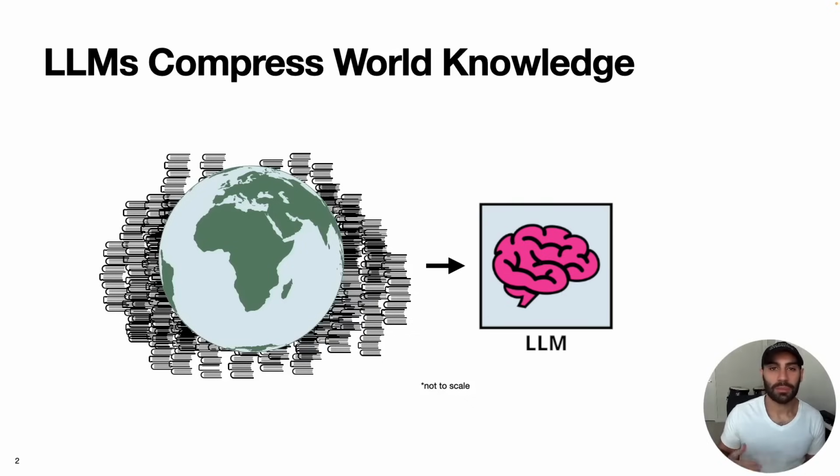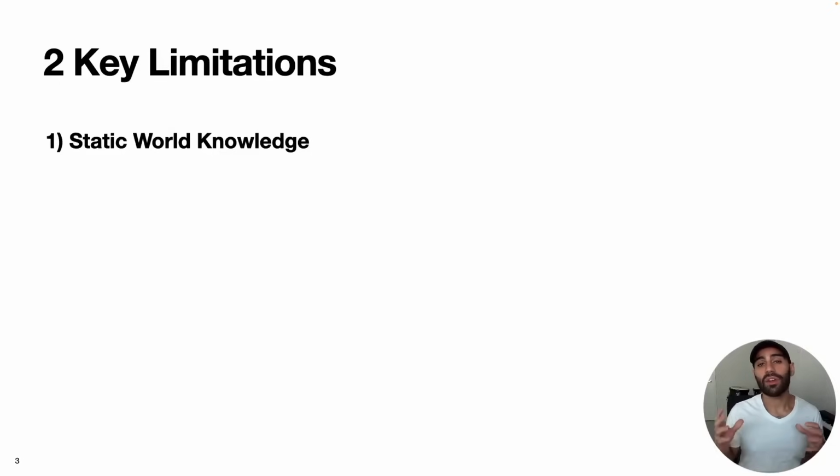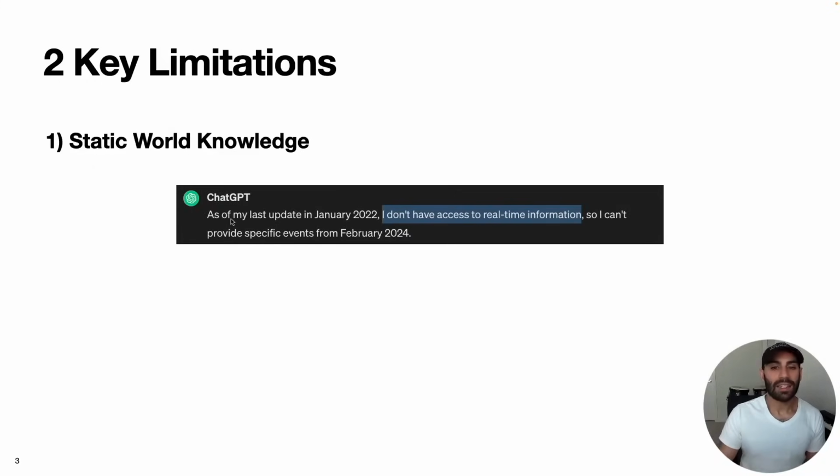While this has led to some of the biggest AI innovations the world has ever seen, there are two key limitations for compressing knowledge in this way. So the first limitation is that the knowledge that is compressed in a large language model is static, which means that it doesn't get updated as new events happen and new information becomes available. And for anyone that's used ChatGPT and tried to ask it a question about current events, probably have seen a message like this. As of my last update in January 2022, I don't have access to real-time information, so I can't provide specific events from February 2024.